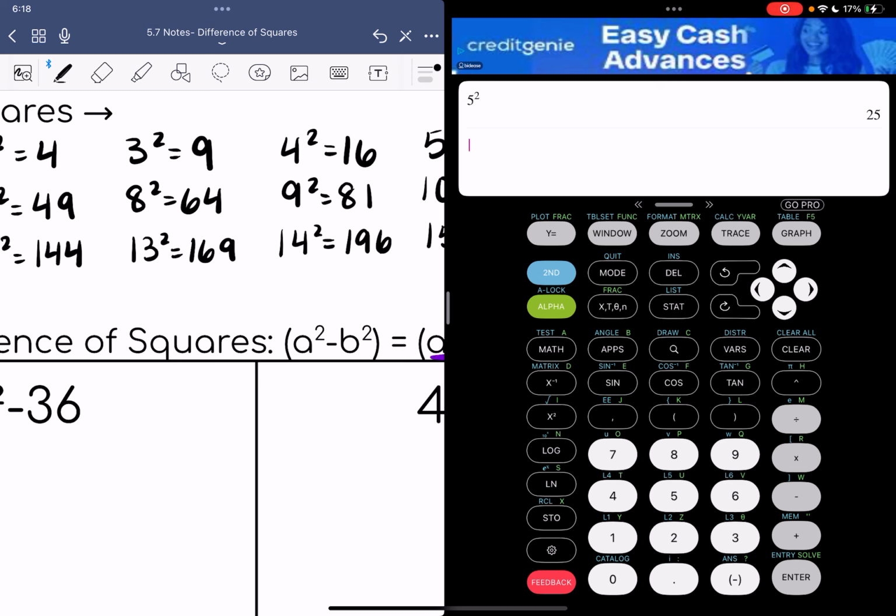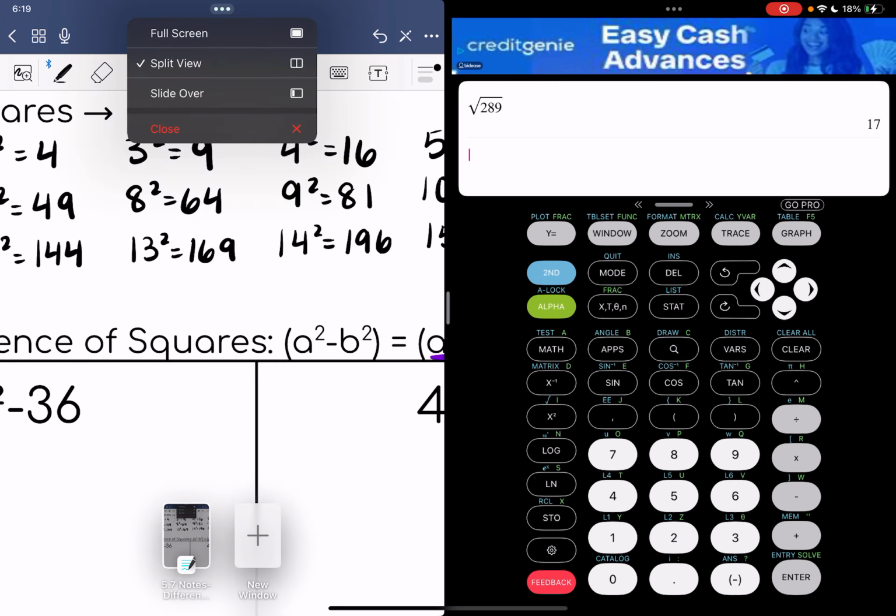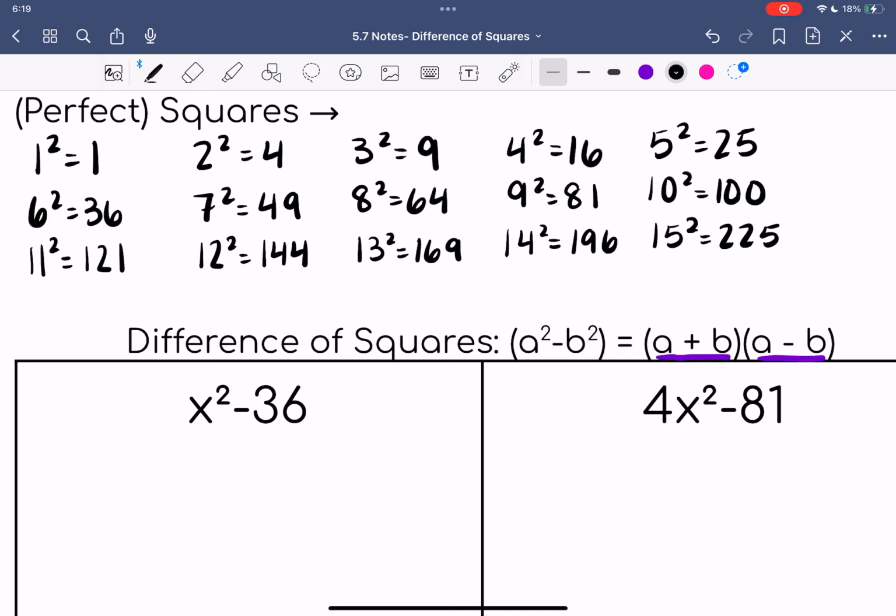And then alternatively, if we want to find the square root of something, so undo squaring something, we have to hit the second button and then hit that x squared button again. The square root button is right above the x squared button, and we would type in 25. So square root of 25 is also 5. So again, let's say we are working with way higher numbers. Say we've got 17. 17 squared is 289, and the square root of 289 is 17. Awesome.